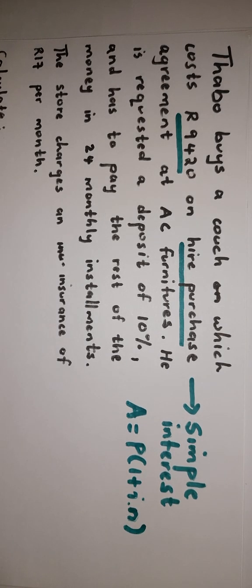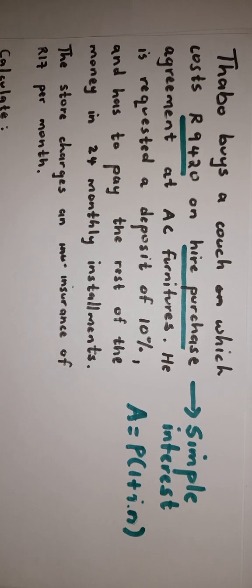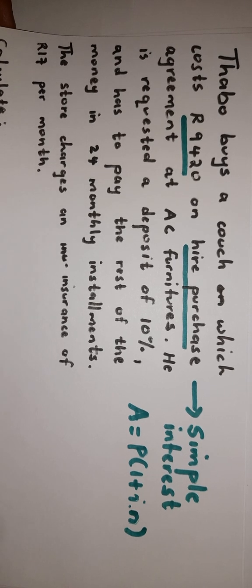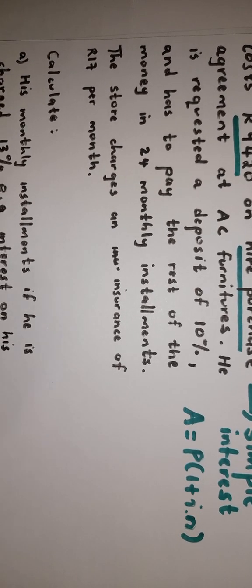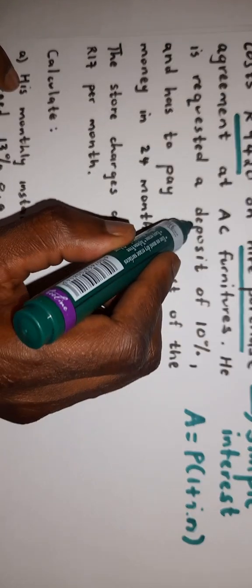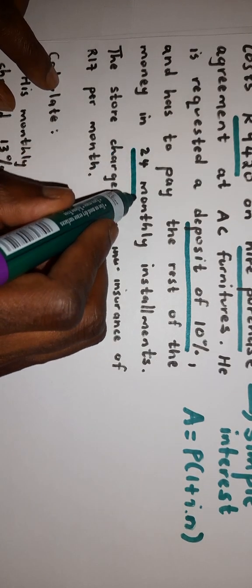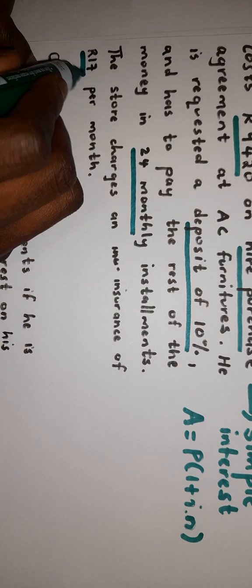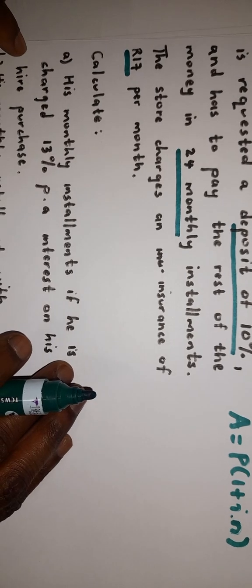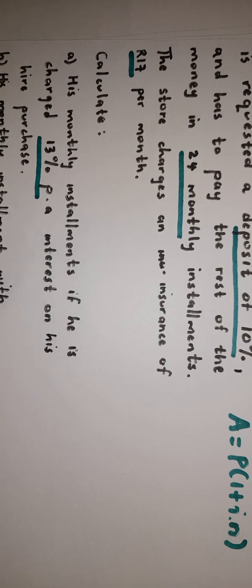This is one way of the examiner trying to throw you off. They will not tell you that this is simple interest. However, the moment they mention hire purchase, you as a grade 10 learner should know that this is an application of simple interest. Furthermore, he is requested a deposit of 10% and has to pay everything else back in 24 monthly installments. He's charged 17 rands per month as insurance, and the interest rate charged on his simple interest is 13% per annum.